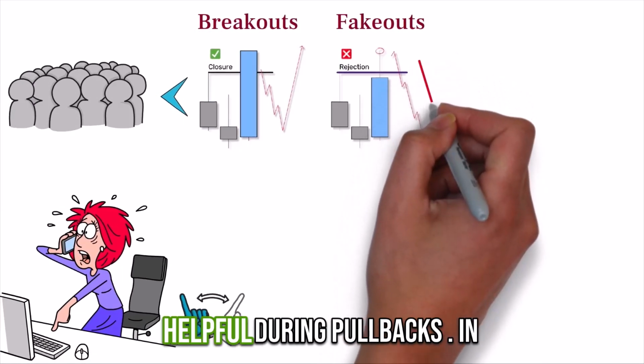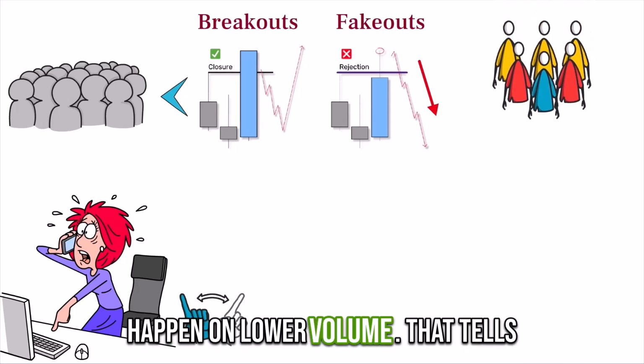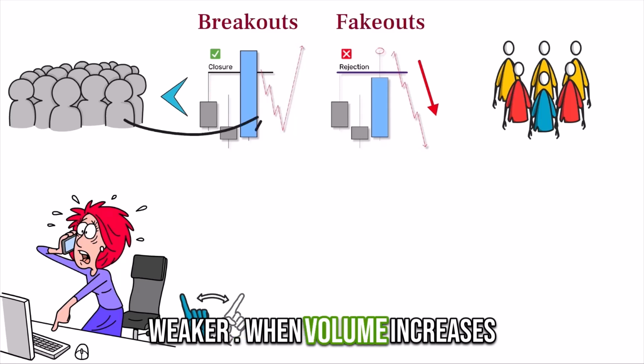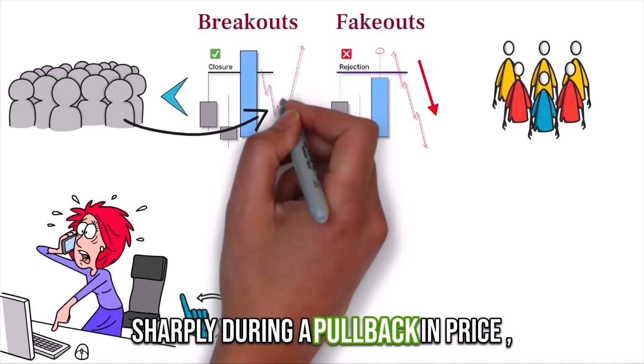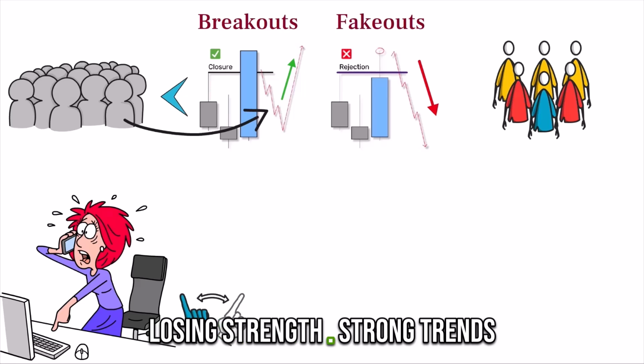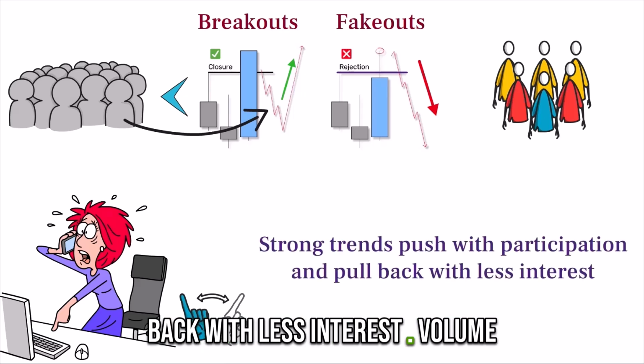Volume is also helpful during pullbacks. In healthy trends, pullbacks usually happen on lower volume. That tells you the move against the trend is weaker. When volume increases sharply during a pullback in price, it can signal that the trend may be losing strength. Strong trends push with participation and pull back with less interest.